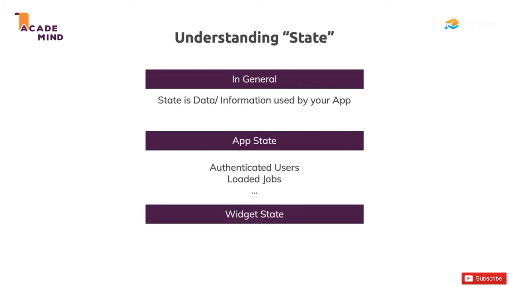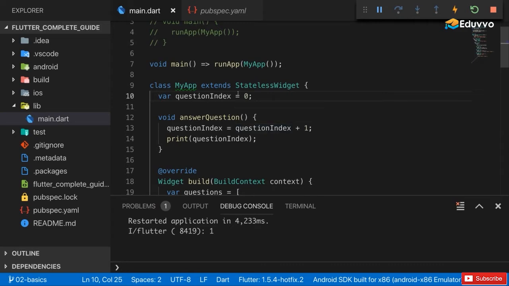Widget state could be things like the current user input, or are we currently loading data and do we want to show a spinner, or as in our application, the widget state of the app widget we have could be which question is currently selected. And that state can and typically will change in an application. However, as the name suggests, since we're extending a stateless widget here, this widget can't have state.